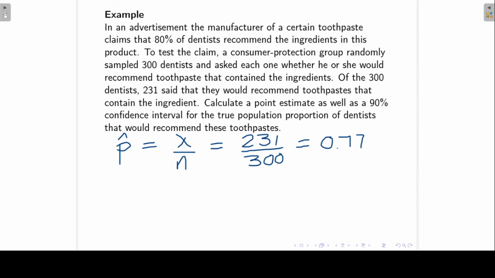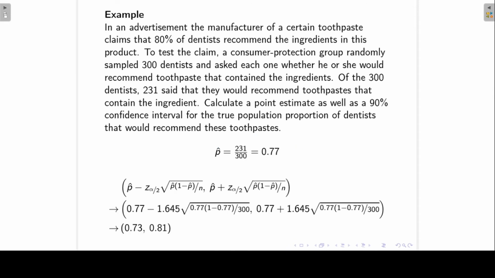And now we just substitute all the information we have in this example into the formula for the confidence interval for P. So here you can see that I use P hat 0.77. Then I subtract z alpha over 2. Now remember, we are setting up a 90% confidence interval.